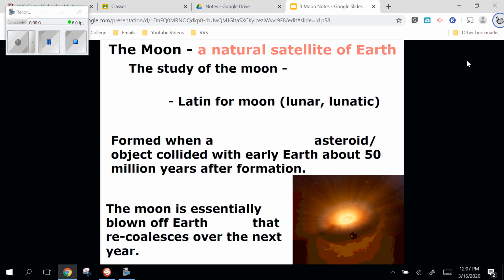The last subunit of astronomy is about the moon. Background, no big deal there.